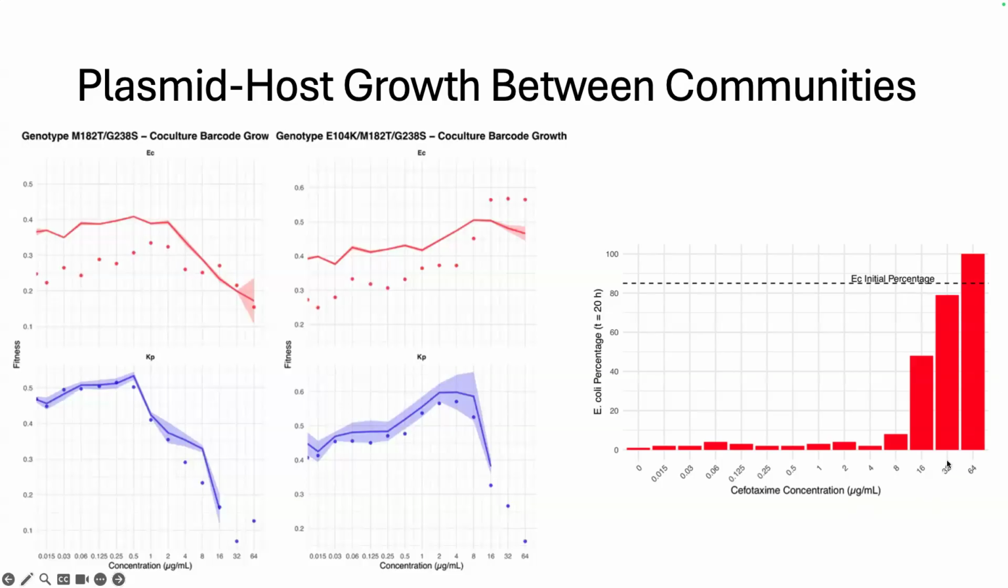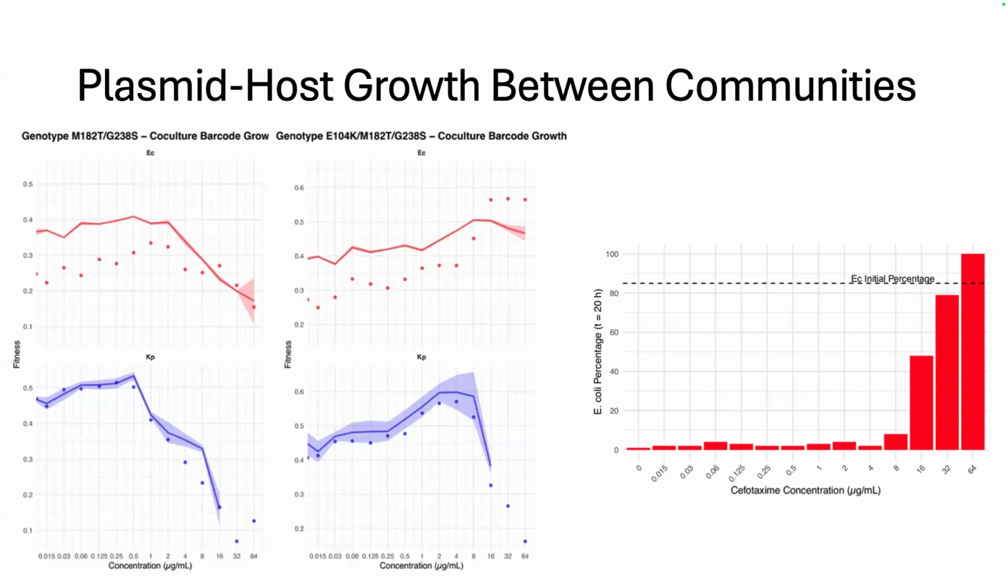And Klebsiella monoculture was not capable of growing in 32 microgram per mil, but Klebsiella is capable of reaching a pretty high density in the presence of E. coli due to that protection. I'll note though, the presence of E. coli is not enough to save Klebsiella at 64 microgram per mil, and that essentially turns into an E. coli monoculture by the end of it.